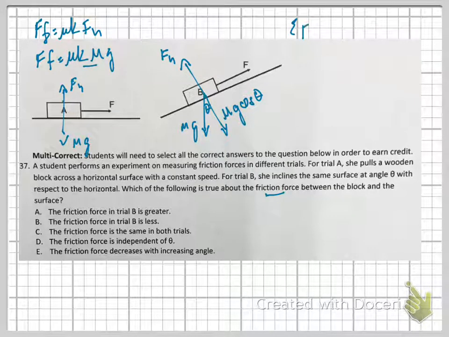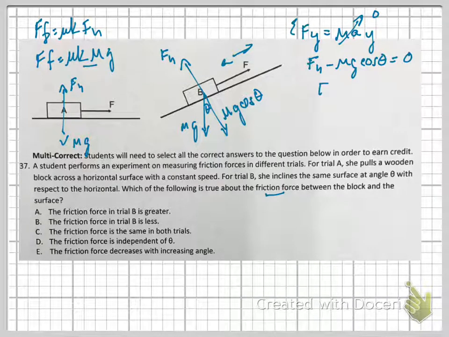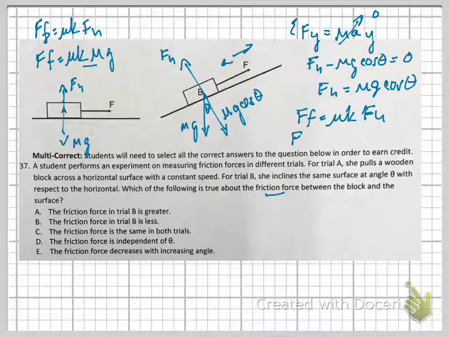Let's sum up the forces here in the y direction. This object is going to move up that direction, so there is no acceleration. We have Fn in the upward direction minus mg cosine theta in the downward direction equals 0. So Fn equals mg cosine theta. Substituting that in, force of friction equals mu k Fn. We have the force of friction equals mu k mg cosine theta.